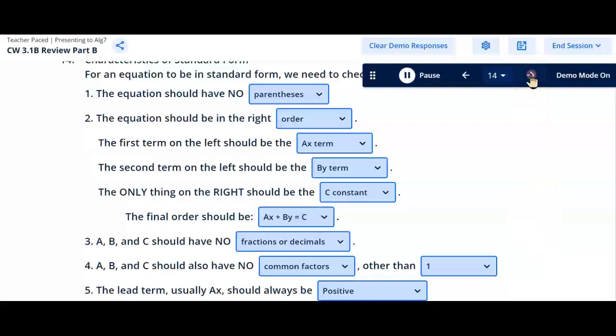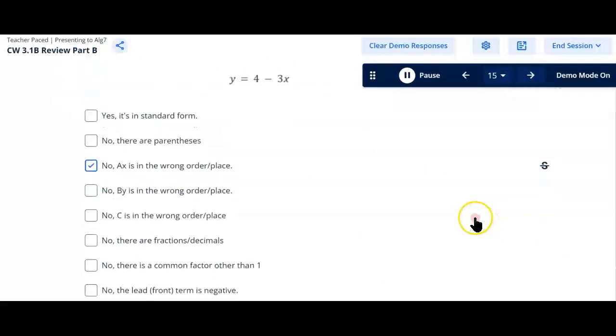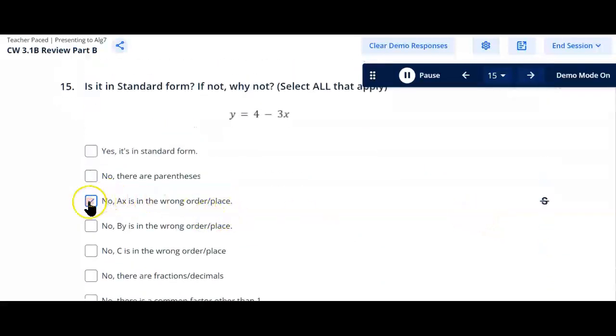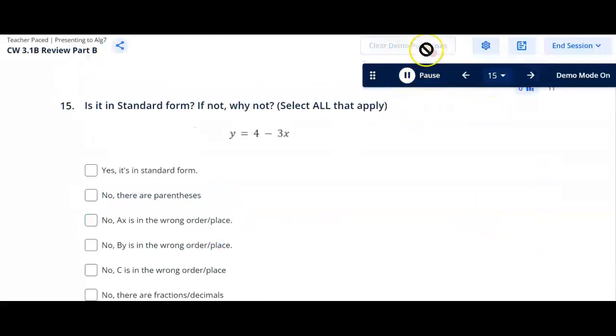Let's apply this information then. Number 15. Whoops. Clear demo responses. All right. Number 15. Is this in standard form? If not, why not? I'm going to let you know there's only one of these where it's both a problem with AX and BY. If moving AX would mean BY is in the right place, then we just say it's an AX problem. Okay. Is it in standard form? So we don't have to put the Y as well.